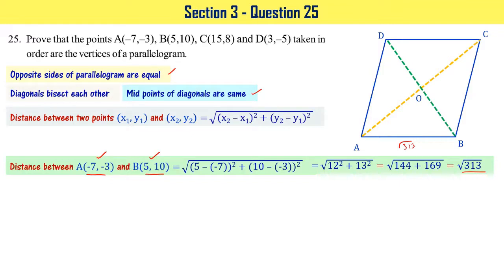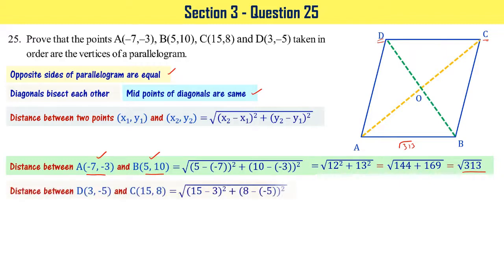Now let's find the distance between the points D and C, because that is the opposite side to AB, right? D is 3 comma minus 5 and C is 15 comma 8. When you substitute 3 comma minus 5 for x1 y1 and 15 comma 8 for x2 y2 and simplify, you get the distance as square root of 313, right? Hence I can say that these two sides, DC or CD, are equal to AB.